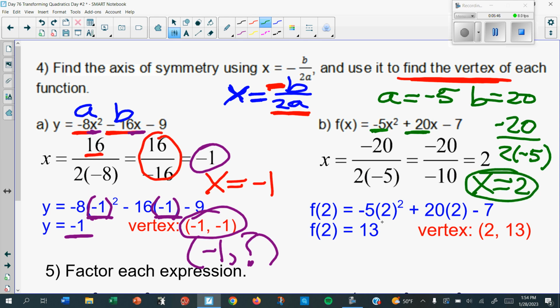And remember, you just plug it back into your equation, and that's how you can figure out what the y is, and that's your vertex. And you can always graph the equation on your calculator and just see where the vertex is so you know what the answer should be.